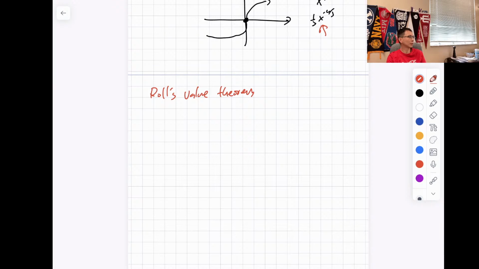Isn't it the same thing as MVT, but f of b equals f of a? That'll be one of the conditions, yes. So the first condition has to be what? It's continuous. f of x is continuous between a and b. The second, f of x must be what? Differentiable. There we go, differentiable.